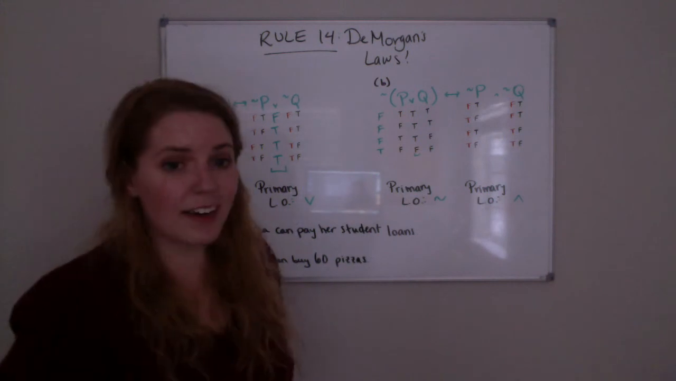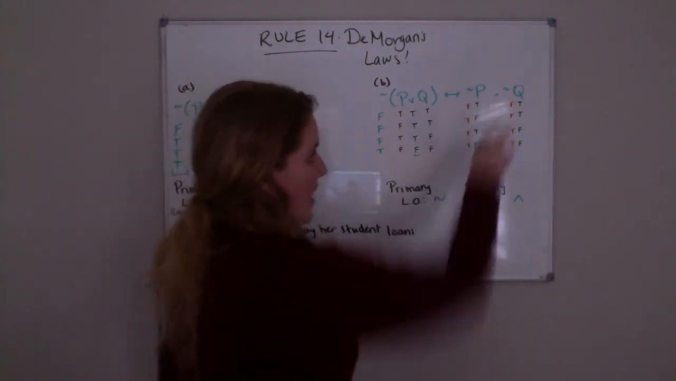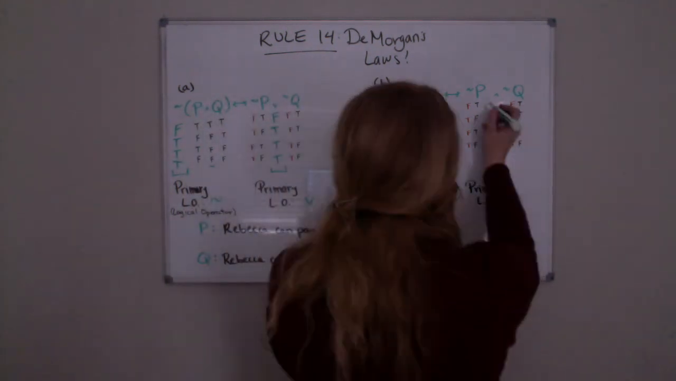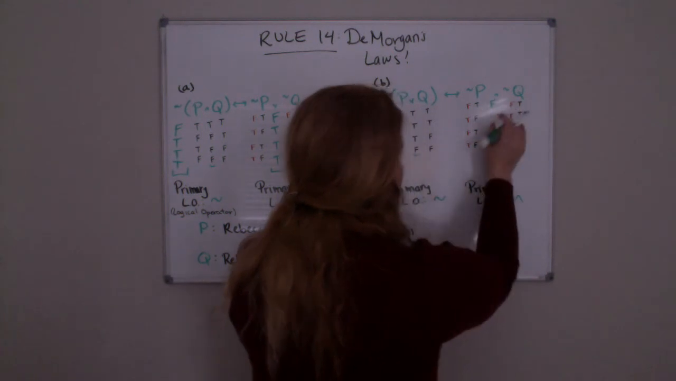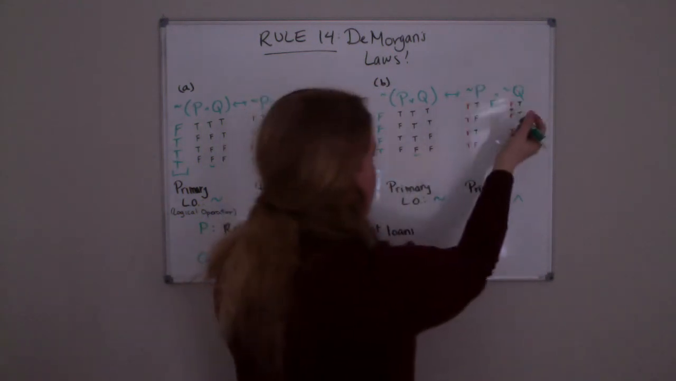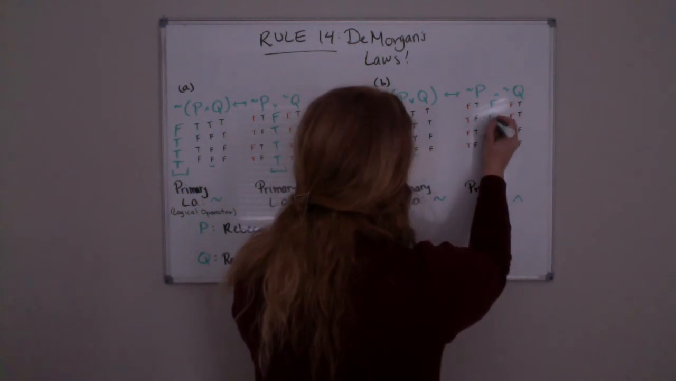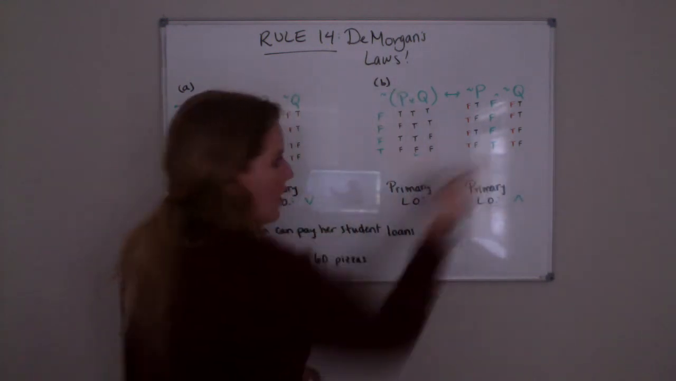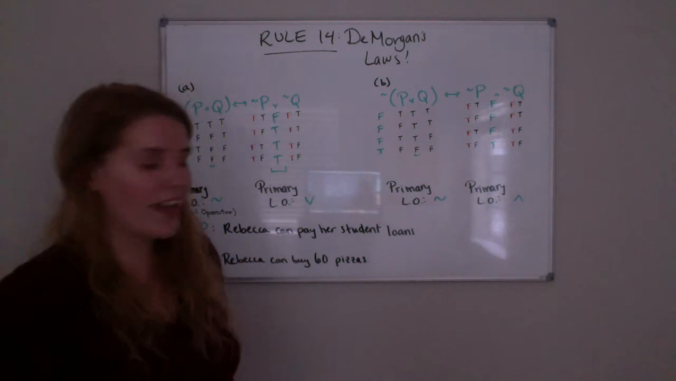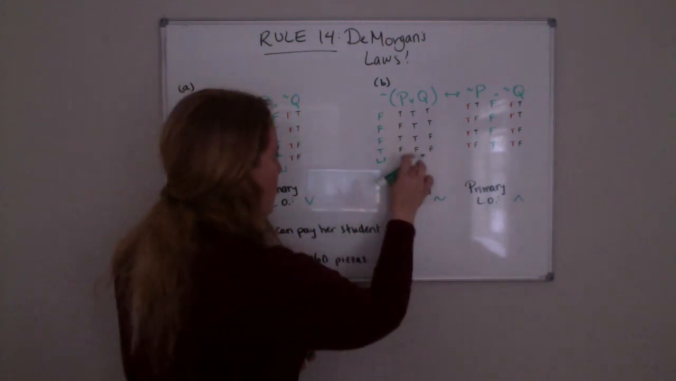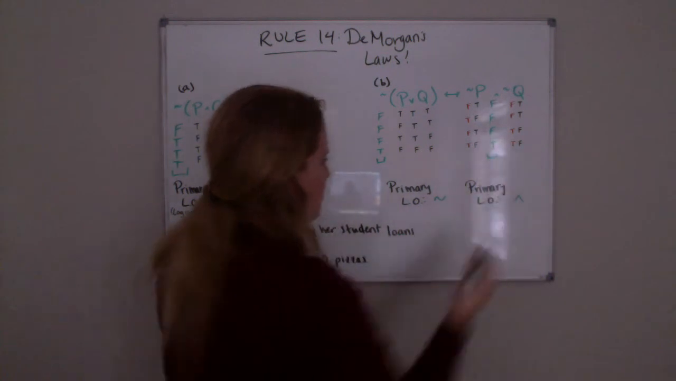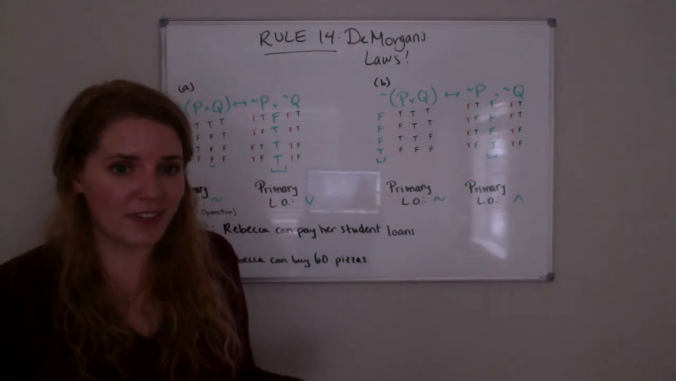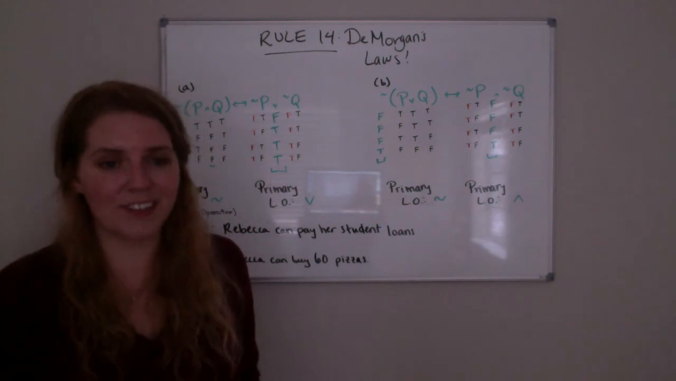Okay, so what about in our next claim? So not P and not Q. What is my truth table going to look like here? Again, we're looking at the conjunction of not P and not Q. So it's false in every row except for the last one, in which both not P and not Q are true. Here's our truth table for our one primary logical operator in our second claim. Are these two claims logically equivalent? Yes, they have identical truth tables.